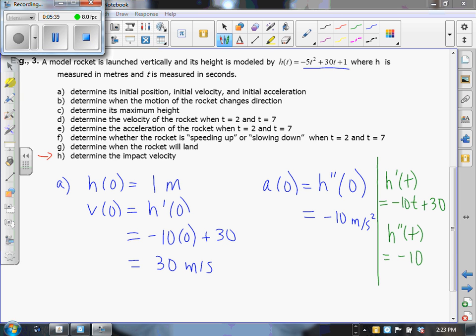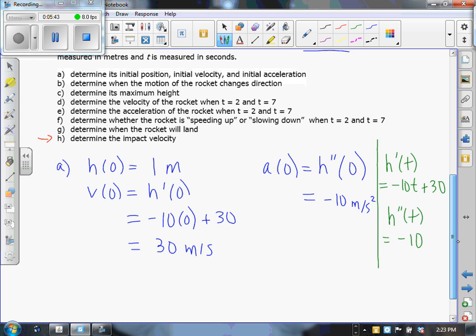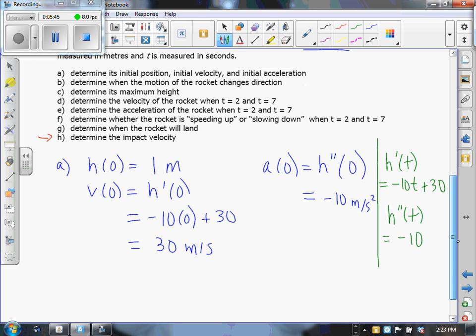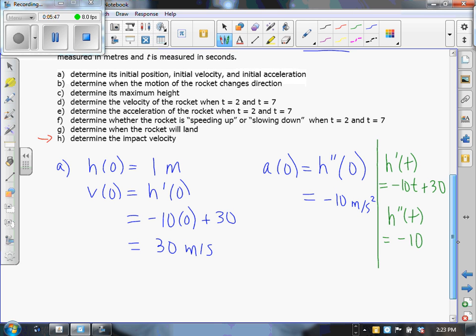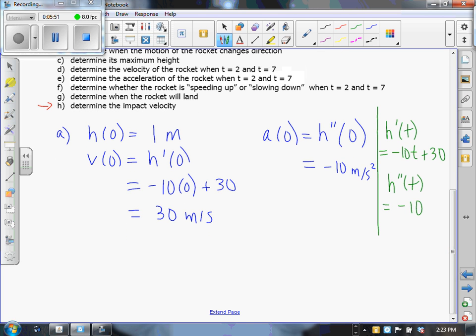So let's move ahead to part B, and we will look at the motion of the rocket. So we'll determine when the motion of the rocket changes direction. So what we're looking for there is where there is a horizontal tangent.